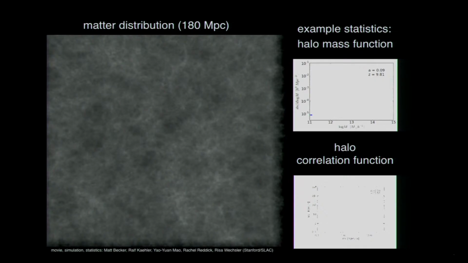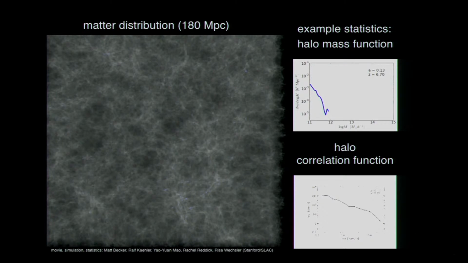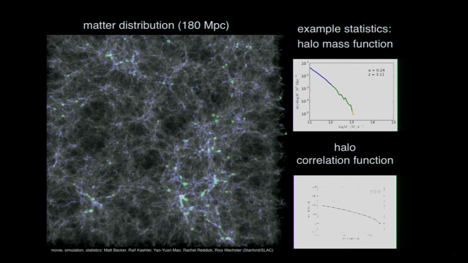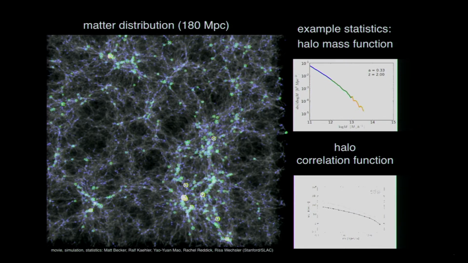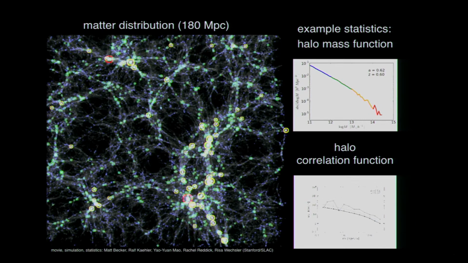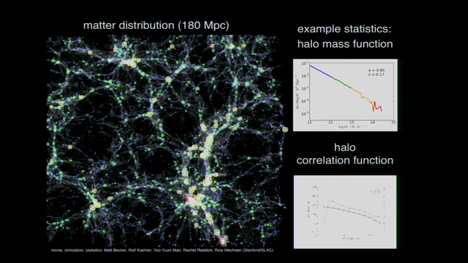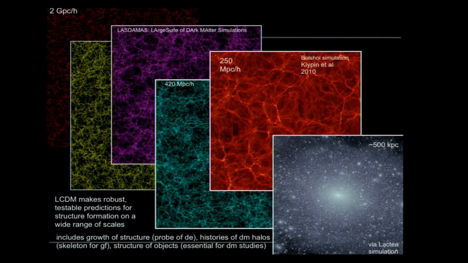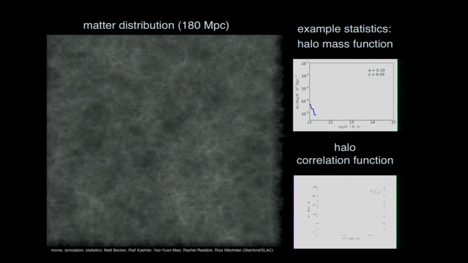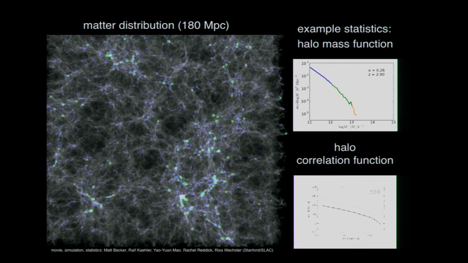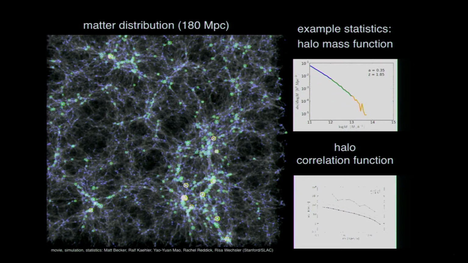So in this context, this is just a movie of the evolution of the matter distribution in a small box. What people generally do is take this very complex picture and simplify it to some summary statistics. So some examples are the halo mass function, the halo correlation function. What you're watching here, the gray is just the dark matter distribution. The colored points here are halos of specific masses, and those halo mass ranges are color-coded on the mass function.